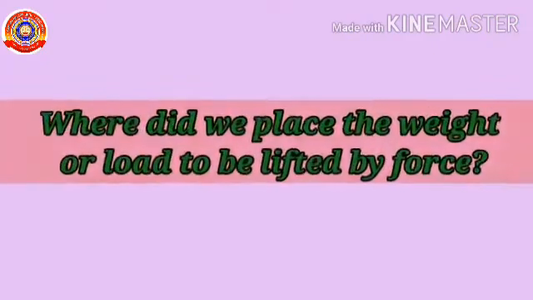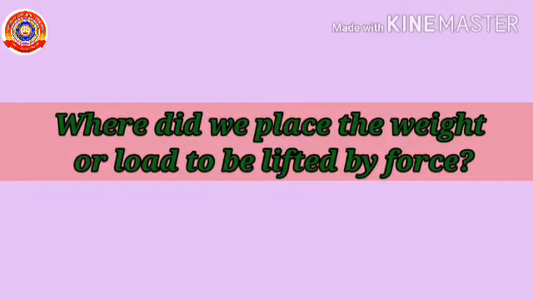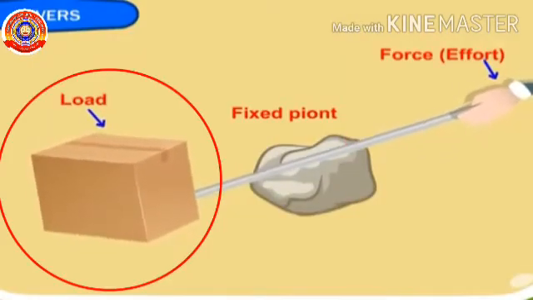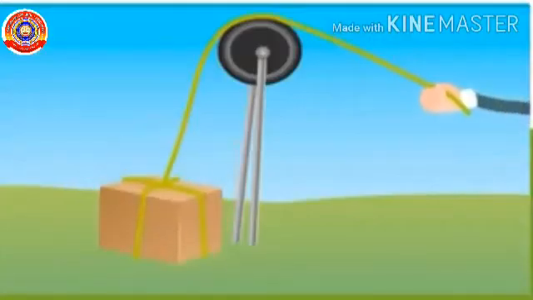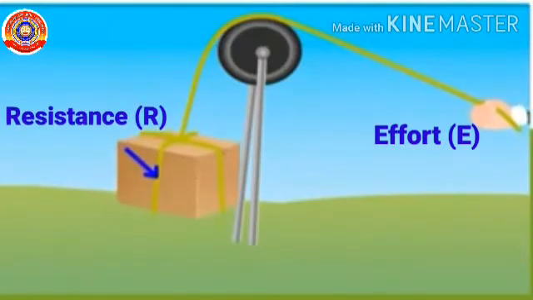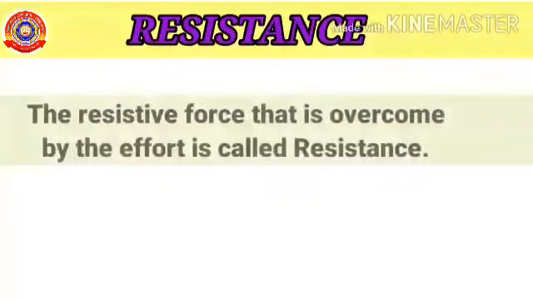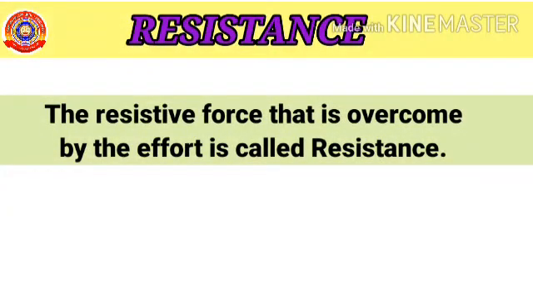Now, where did we place the weight or load to be lifted by force? Yes, it is here. The resistive force that is overcome by the effort is called resistance. We represent it as R. Once again, what is resistance? The resistive force that is overcome by the effort is called resistance.